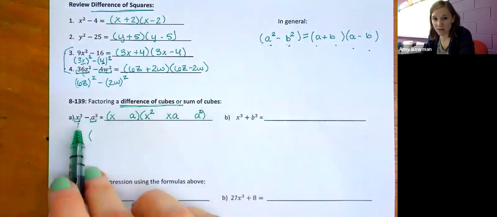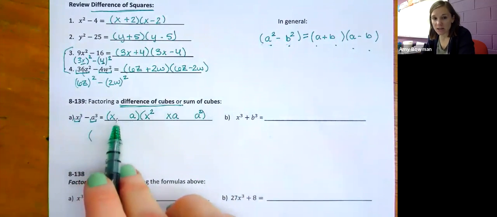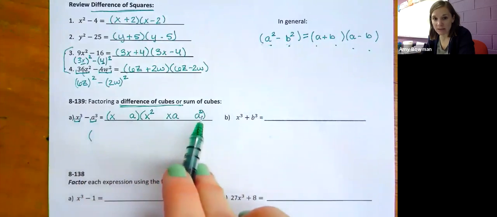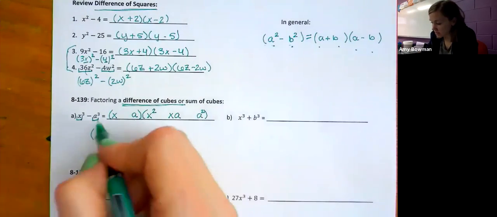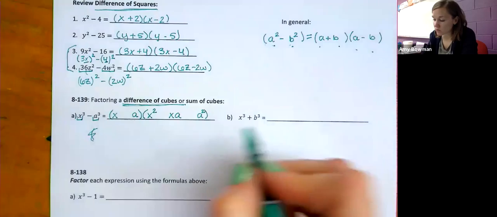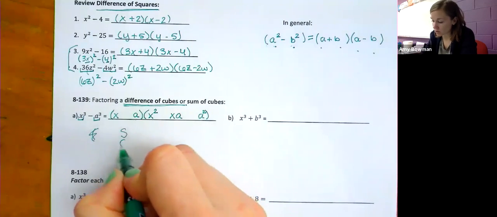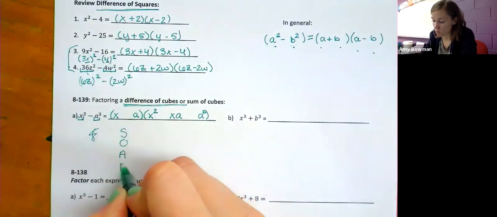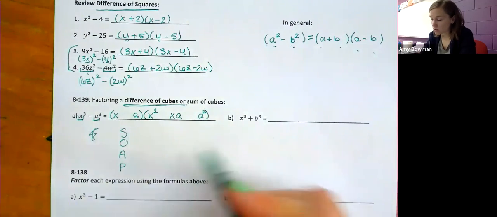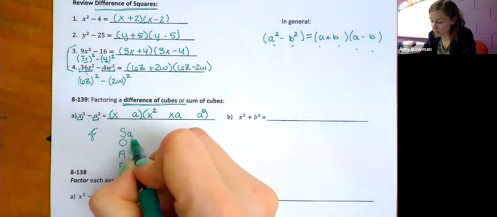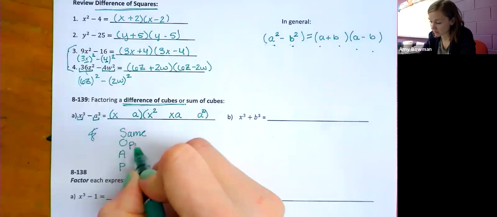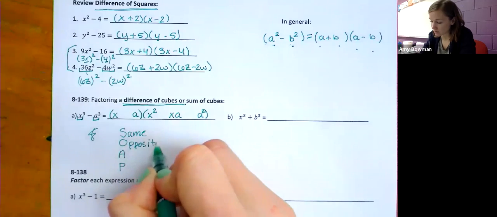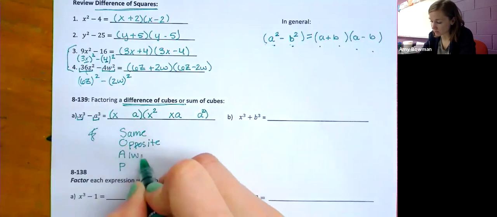That is the pattern no matter what for difference of cubes or sum of cubes. Then it's just a matter of finding out whether I have pluses or minuses. This is going to sound a little silly, but we use an acronym called SOAP to remember what the signs are going to be. SOAP stands for same, opposite, always positive.